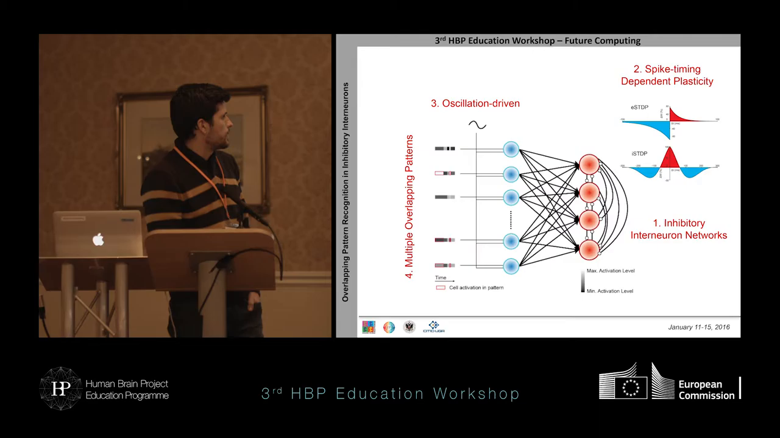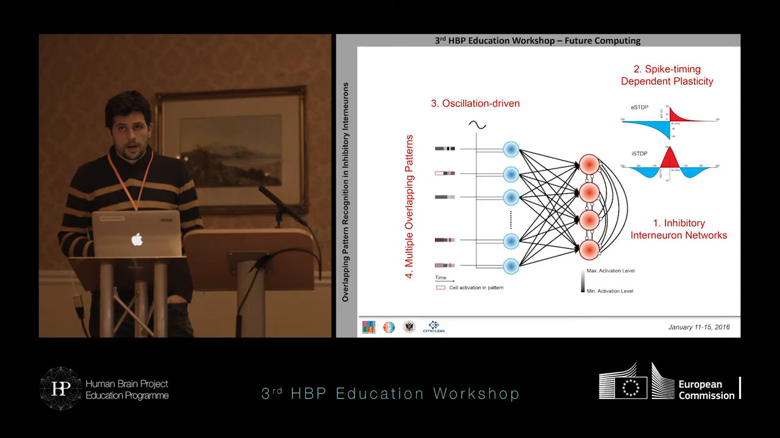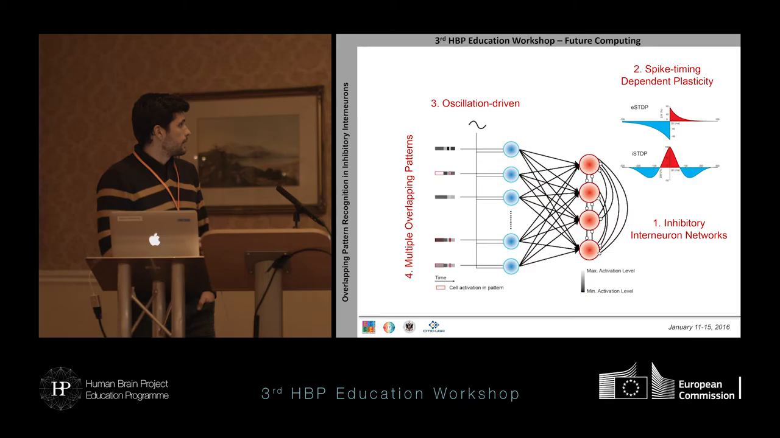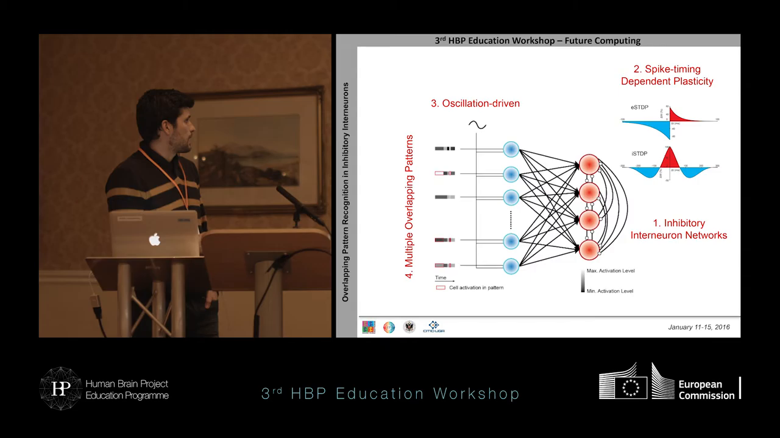The third key element of this system is oscillation-driven. It means the inputs include an external component involving the oscillation occurring in the theta frequency band in the local field potential. These oscillations are included as an input to the excitatory layer simultaneously with the multiple overlapping patterns. Previous works had shown that a single neuron is able to recognize the emergence of excitatory patterns. But in this system, we use different patterns that are occurring simultaneously and mainly overlapping during the time.